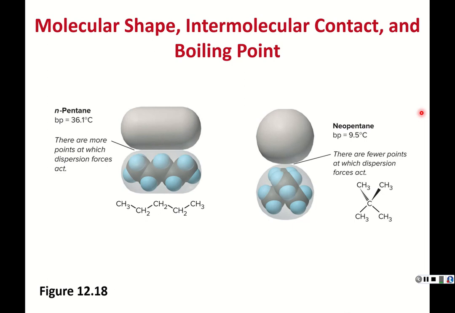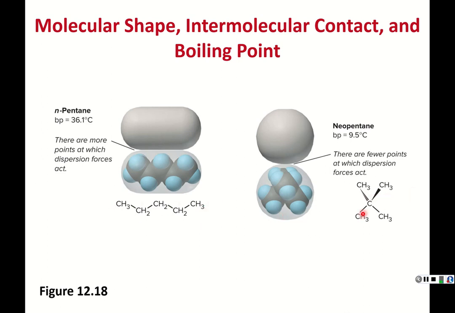The molecular shape can have an impact on this. So if we look at two structural isomers of carbon hydrocarbons, in this case, pentane, we have 1, 2, 3, 4, 5 carbons in a chain, okay?